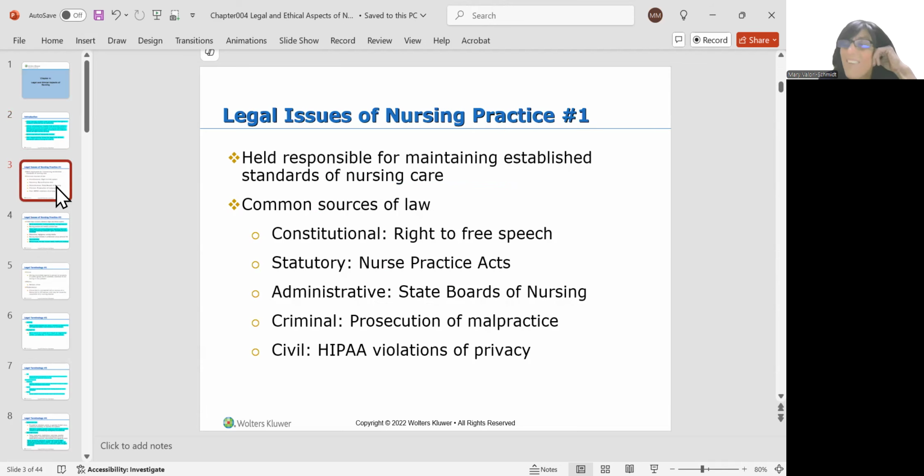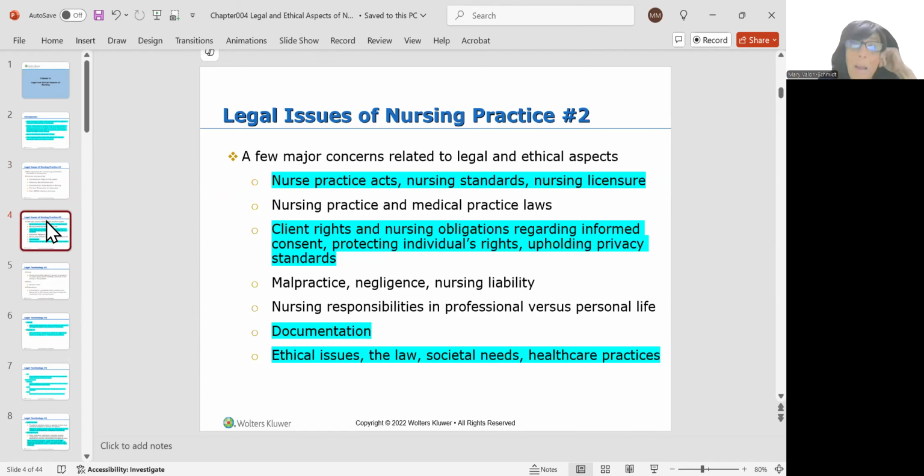So common sources of law: constitutional law, statutory law, administrative law, criminal law, civil law, different types of laws. You don't really have to know all of this for our intents and purposes, but I do want you to know some of this. For example, concerns related to legalities, the Nurse Practice Act, those are rules that govern our behavior as nurses from state to state. And that's by the State Board of Nursing, right? That's how we get licensed.